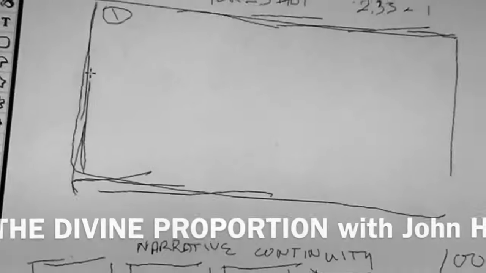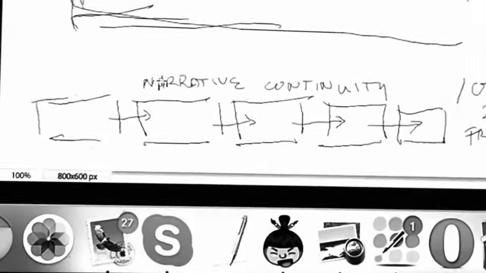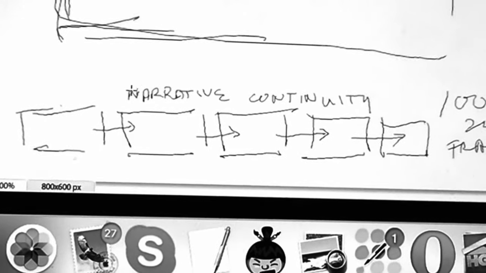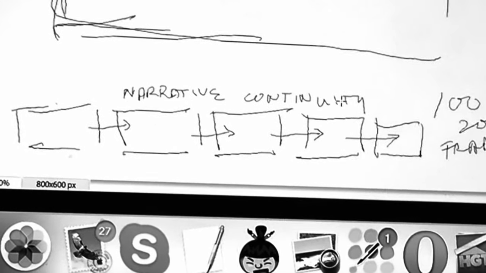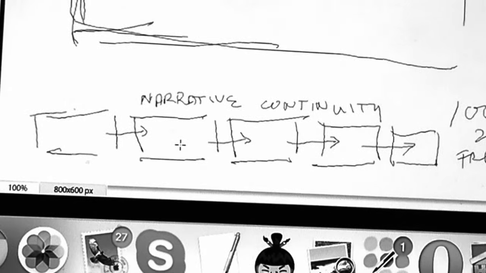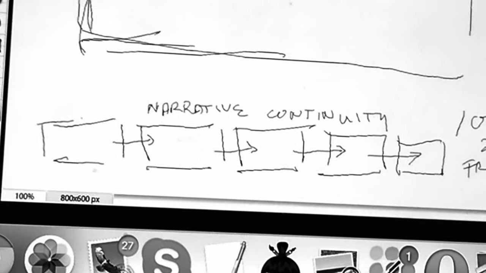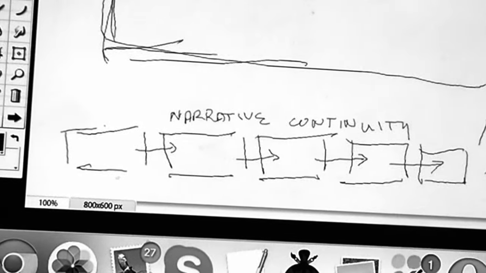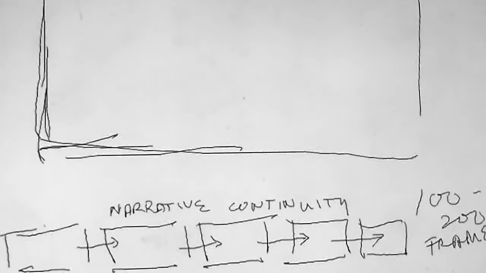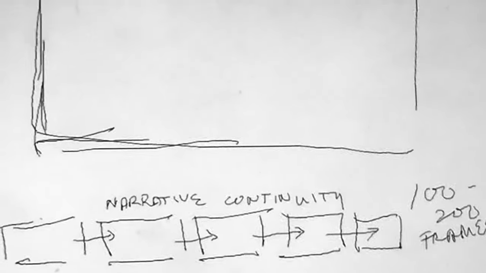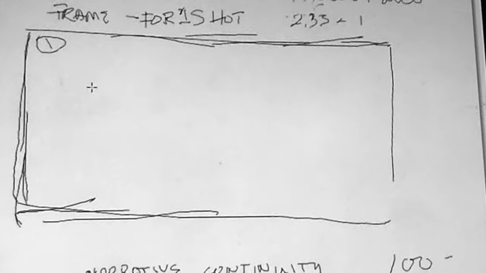Now we're going to talk about your narrative. Proportion. Again, you're going to want some narrative continuity, and I've typed that in here. Narrative continuity. You're going to have a series of frames that are going to make up the entire picture, so 100 to 200 frames on average. But what goes on within that frame is very important, and that is the composition of the frame.